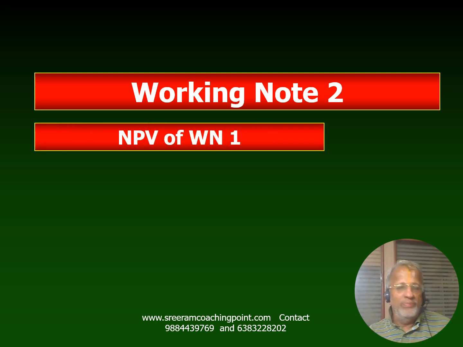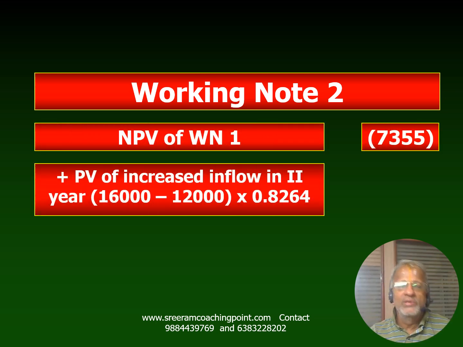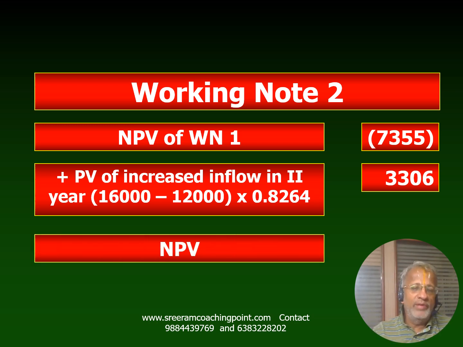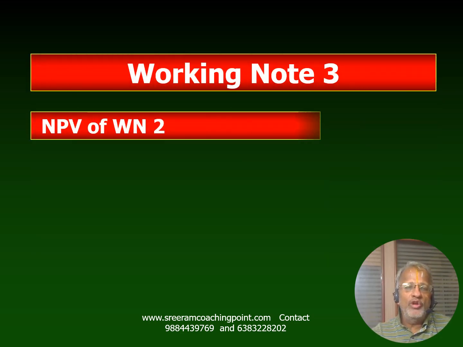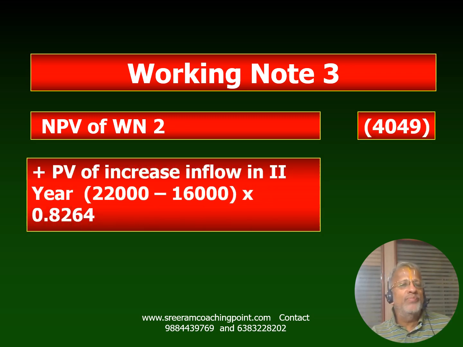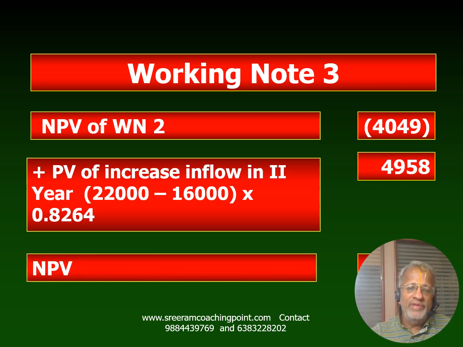So NPV as per working note number 1, to which there is an increase in the cash flow for year number 2 alone, that is 4,000, multiplied by 0.8264, the PV factor for year number 2, and add to that, and your negative NPV will come down, but still it will be a negative NPV only. Now on that basis, working note number 3, combination 3, you take up 4049 as the NPV for the previous case, and here there is a difference of 6000, and you will just get a positive NPV.